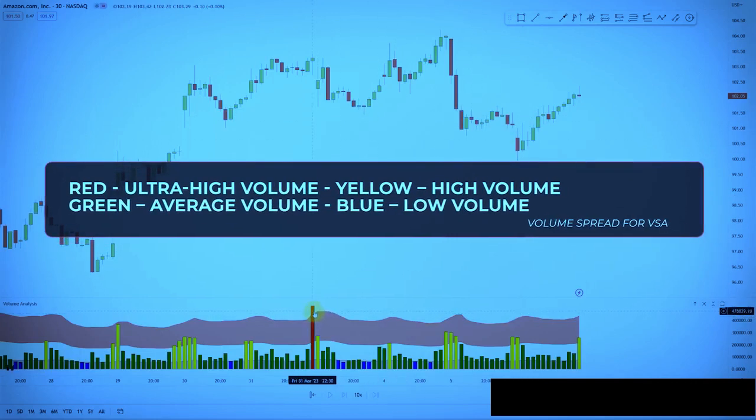Red means ultra high volume. Yellow means high volume. Green is average volume. And blue is low volume.